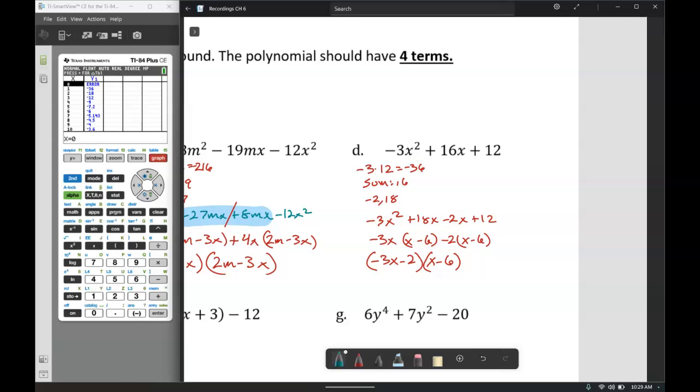Now for this, instead, if you wanted to factor out a positive 3x instead of a negative 3x, you would end up with an equivalent expression of that.